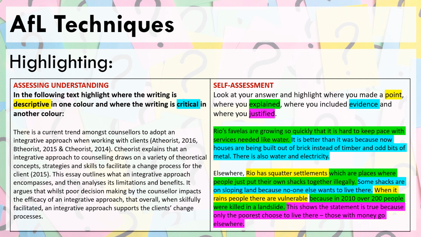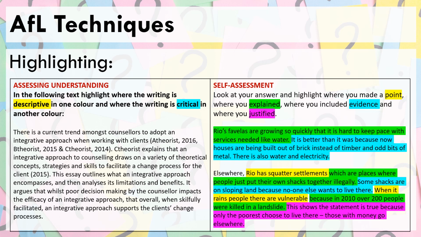So the final technique that I'm going to have a look at in this presentation is the use of highlighting. And this is really quick to do, and the results stand out really easily because they're different colours. So the first example there on assessing understanding is where I've asked students to highlight where the writing is descriptive and where it's critical in another. And in this example, they would therefore go through and they would highlight where they thought was descriptive, where they thought was critical. And when I take that work in, I can instantly see if they've got it right.